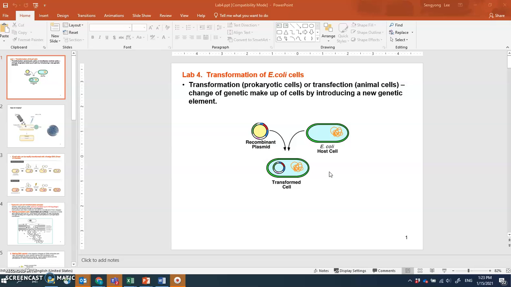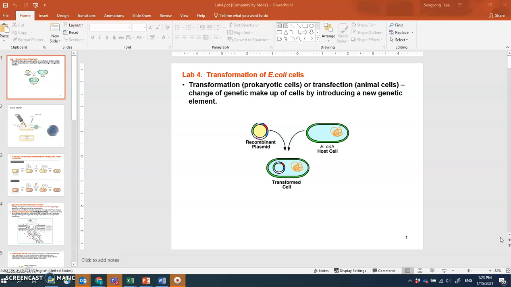So transformation of a prokaryotic cell like E. coli means you are introducing some genetic elements to the bacterial cells, and normally those genetic elements have some functional genes, so that genetic trait is introduced into the cell, and the cell will maintain the genetic trait or phenotype from that time on. That's what transformation is.